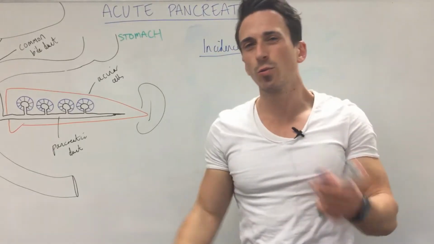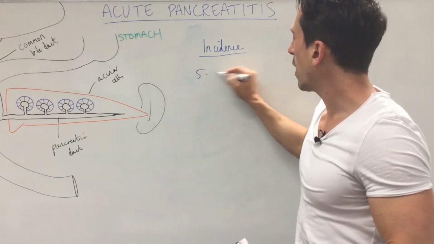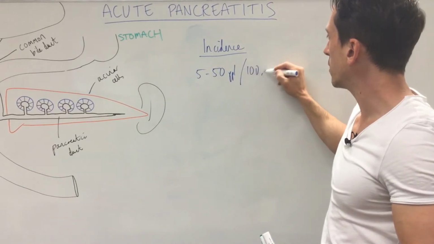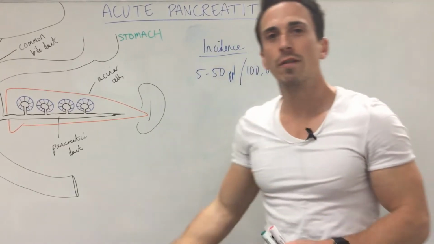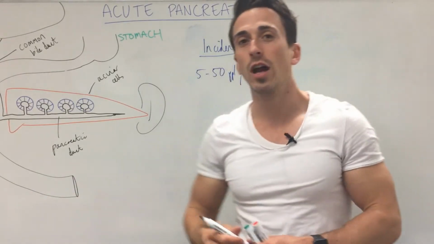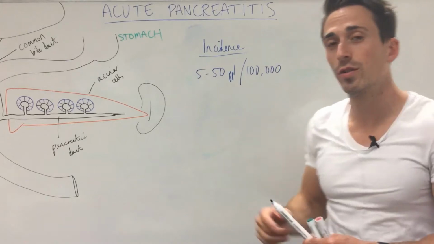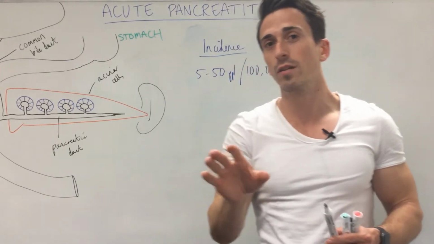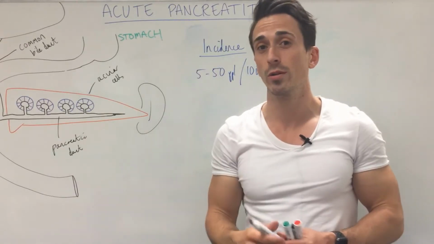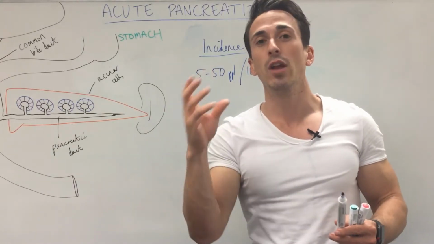What you'll find is that it's around about 5 to 50 people per 100,000 are affected with acute pancreatitis. Now that's quite a large number, 5 to 50 in every 100,000 people. And what you'll probably also find is that the mild cases of acute pancreatitis actually go unreported as well. So this number may actually be even higher.